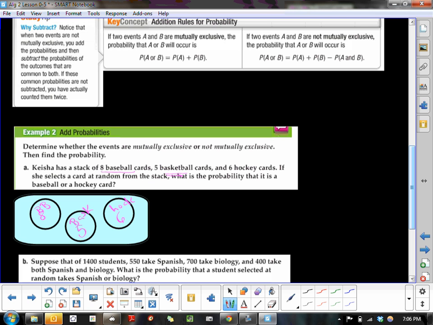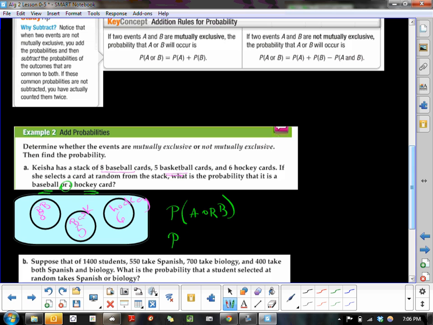Now there's no overlap and no chance of a card being both a baseball card and a basketball card, or a basketball card and a hockey card. So these things are called mutually exclusive. They can't occur at the same time. In order to calculate the probability of getting a baseball card or a hockey card, and the key word here is or, I want to figure out the probability of A or B, and then put it in the context of our problem.